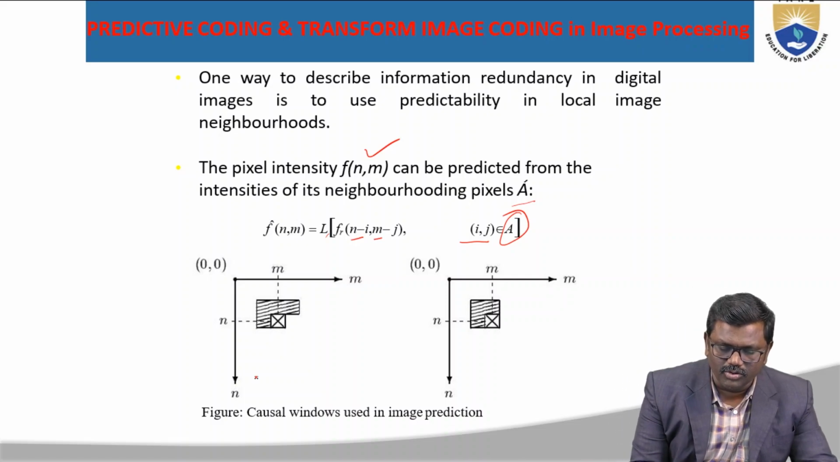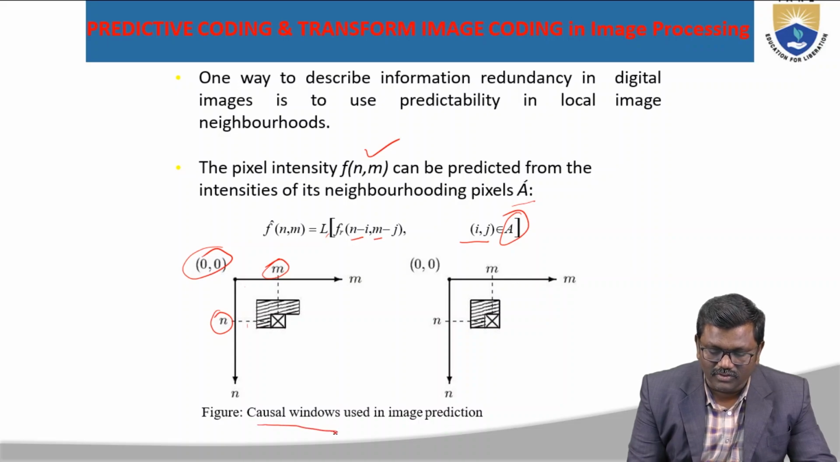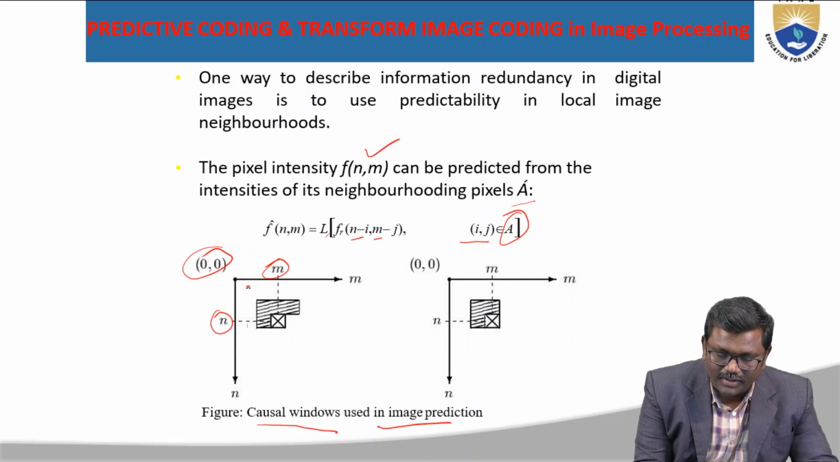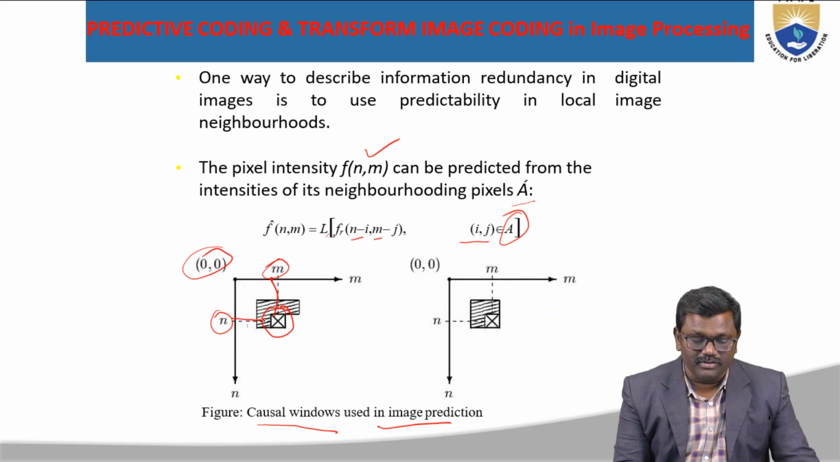For example, you have an image. We have one image which is like this. In that image, with the help of the n and m relation of the origin, which varies in terms of causal windows used in image prediction, the causal window is based on your selected image.